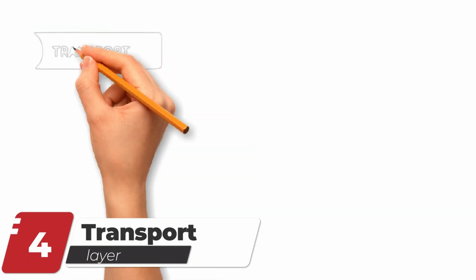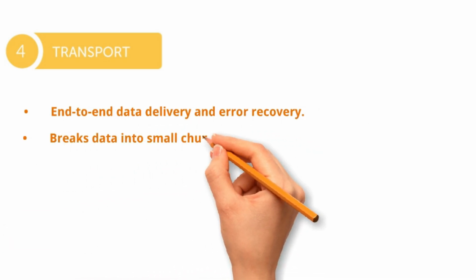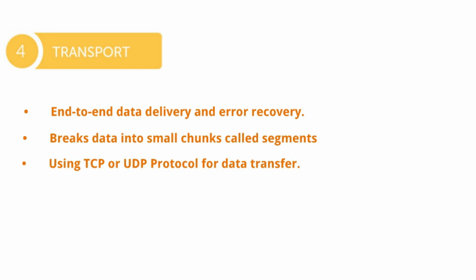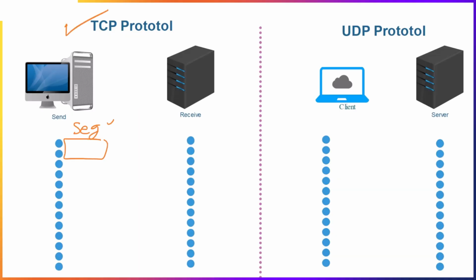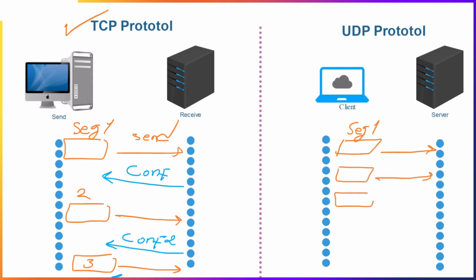Layer 4 or transport layer is responsible for end-to-end data delivery and error recovery, breaking data into smaller chunks called segments, and using TCP or UDP protocol for data transfer. Using TCP for data transmission, it receives confirmation for each segment sent to the destination. It means after sending segment 1, it will receive the confirmation for segment 1, and thereafter sends the second, third, till the last segment, receiving confirmation for all. Using UDP, it is not receiving any confirmation. Therefore, it's faster than TCP, but it is an unreliable transmission method.